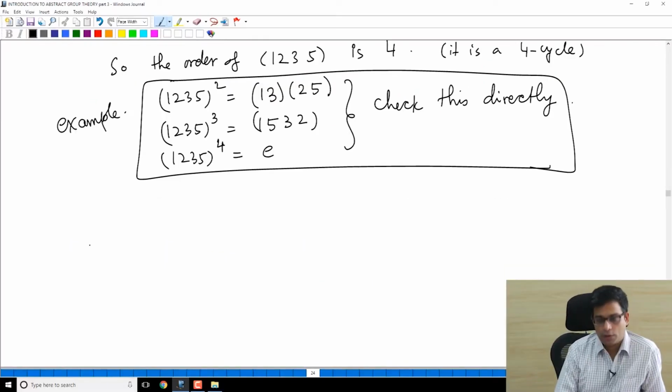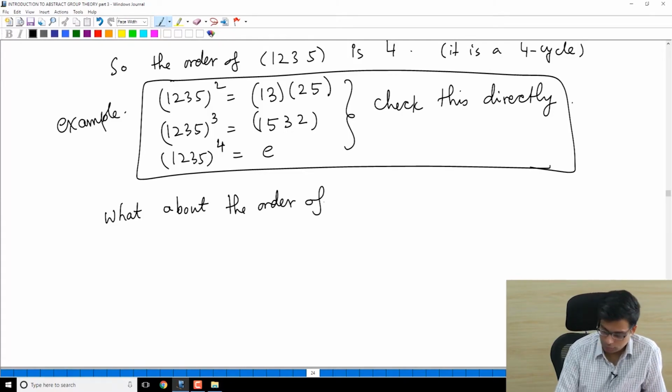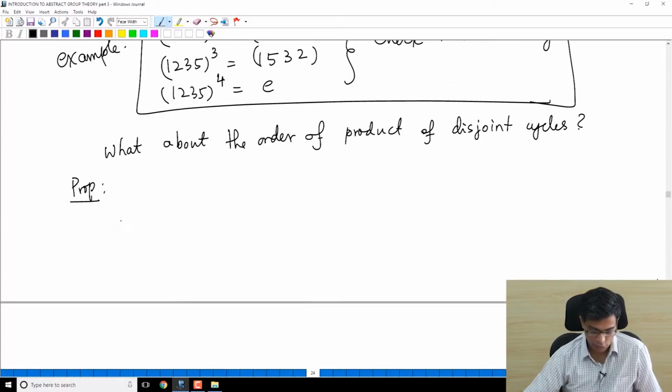But now what about products of disjoint cycles? What about the order of a product of disjoint cycles? Okay, and this is dealt with by the next proposition.